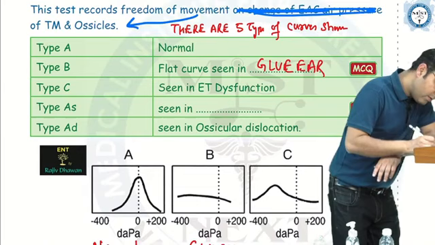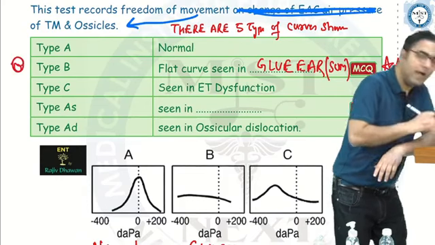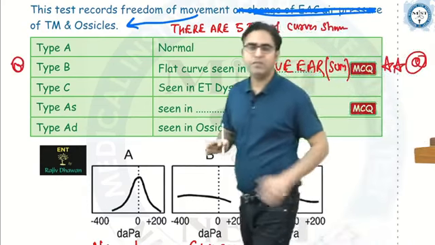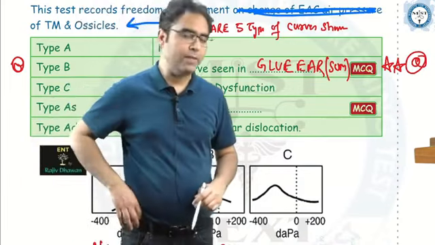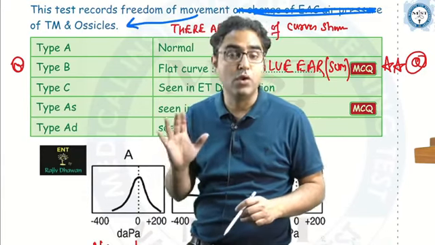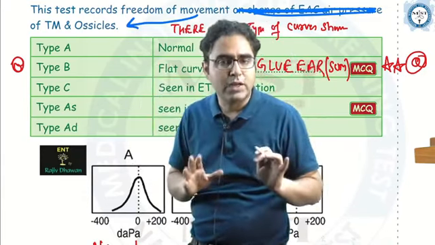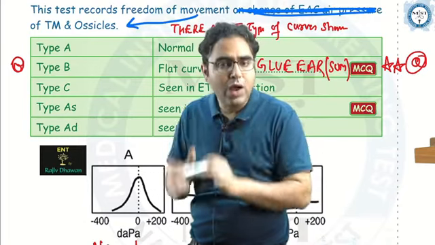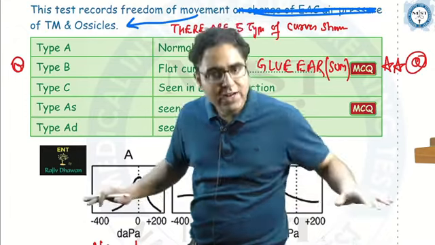Glue ear is also called serous otitis media. Very popular question. Type B curve is the most commonly asked question. Type B curve is a flat curve, no movement, glue ear. Everybody, think logically. If your middle ear is full of glue, remember glue? Fevicol-like glue? Would that glue allow any freedom of movement in your system? No. Flat curve, no movement.